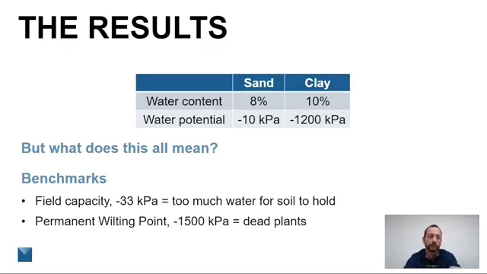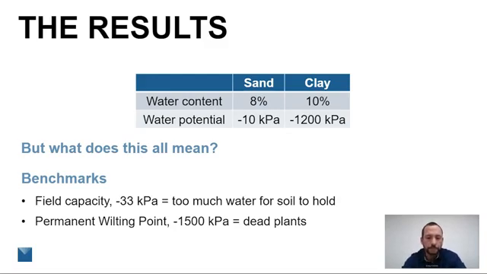And then on the other end of the spectrum, we have permanent wilting point, which is about negative 1,500 kilopascals. The most simple way to think about that is, well, that's when your plants wilt and die. They start to feel water stress well before that, but at about negative 1500, you can expect extreme water stress and potential mortality on a lot of different plant species.